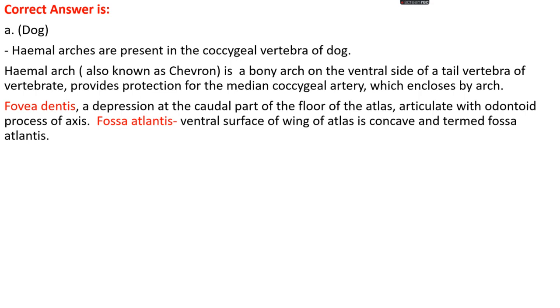Okay, and among other structures present in vertebrae, there is the fovea dentis, which is the depression located at the caudal part of the floor of the atlas and articulates with the odontoid process of the axis. The fossa atlantis is the ventral surface of the wing of the atlas, which is concave, and is termed the fossa atlantis.